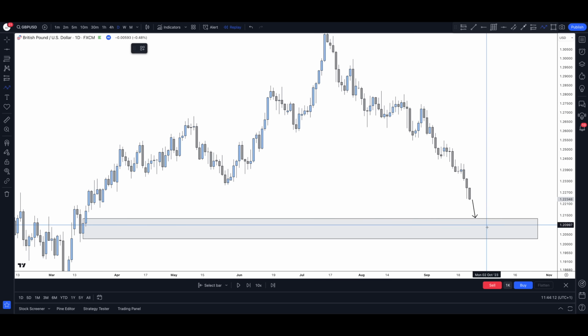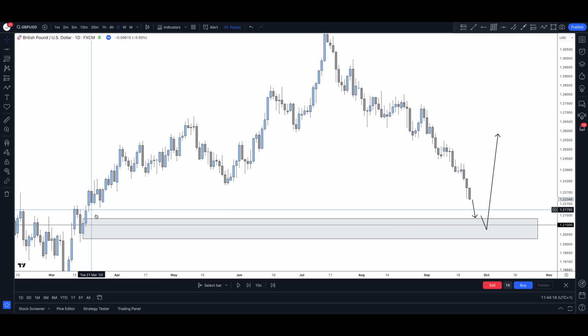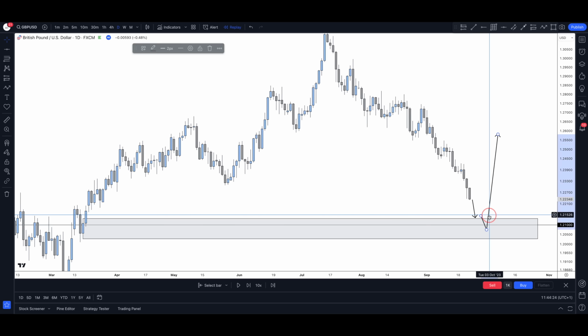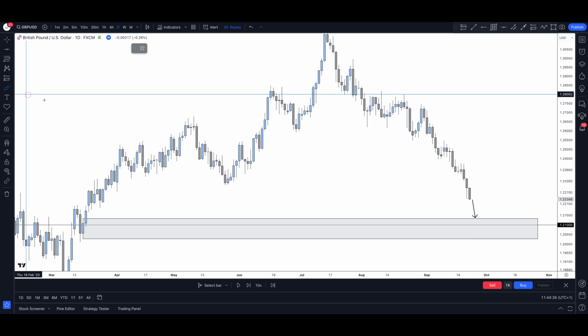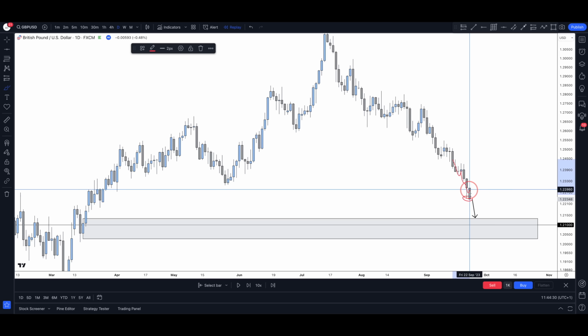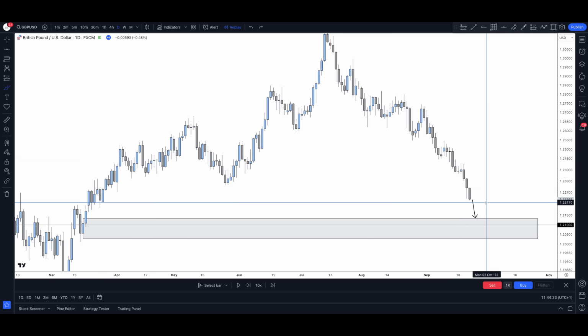Now, when we do get towards that 1.21 and that demand zone, this is where reversals are highly likely to take place. Okay, we've got a high probability region with a high probability key level. This is where the reversal would take place from. So rather than going for the opportunity to catch a falling knife and buying here simply because the market is moving down, you've now got two opportunities.